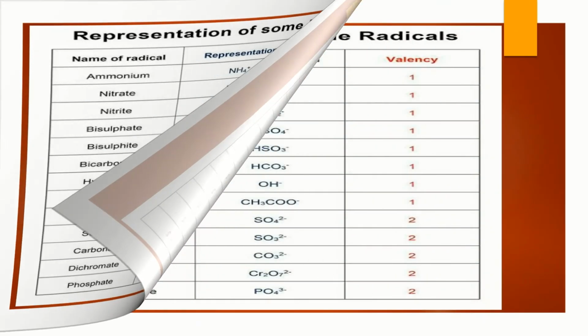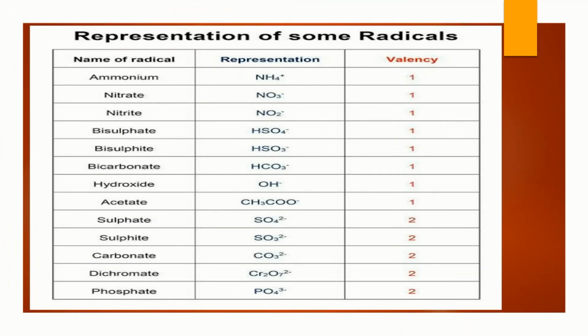We also have the ethanoate ion, from ethanoic acid. When ethanoic acid undergoes ionization, it forms the ethanoate ion or the acetate ion, which is CH3COO negative 1. It has a negative 1. We also have the oxalate ion. The oxalate ion is C2O4 negative 2, from oxalic acid.